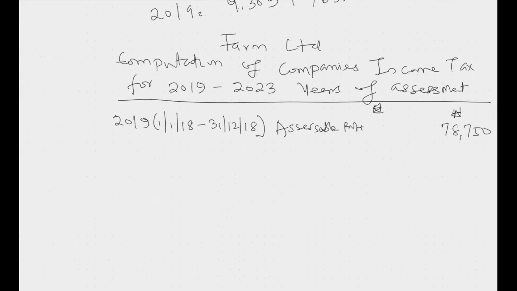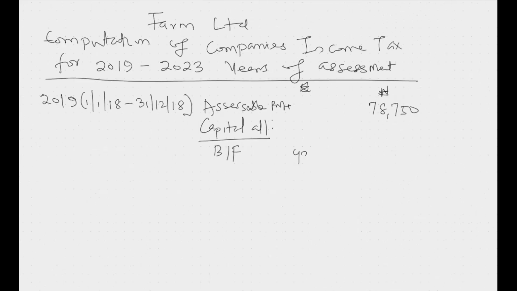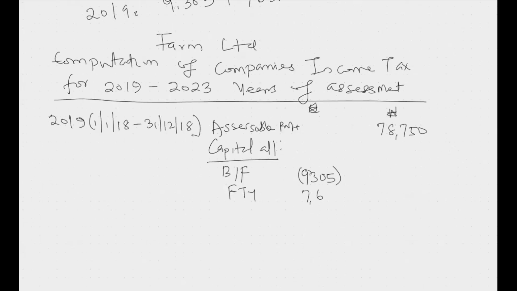Capital allowance brought forward. How much are we bringing forward? We are bringing forward 9,305. For the year, how much for the year? For the year is 7,305. You add it together.